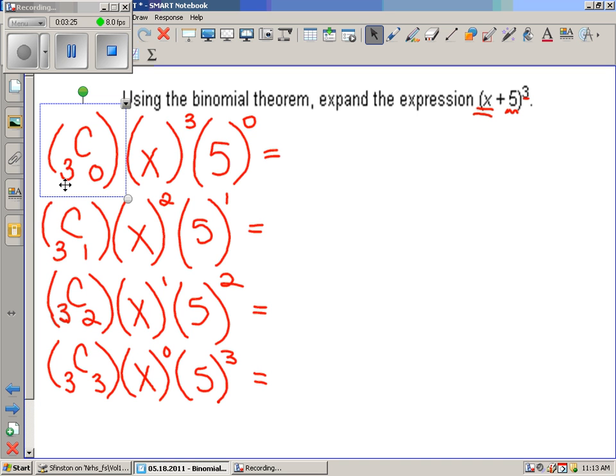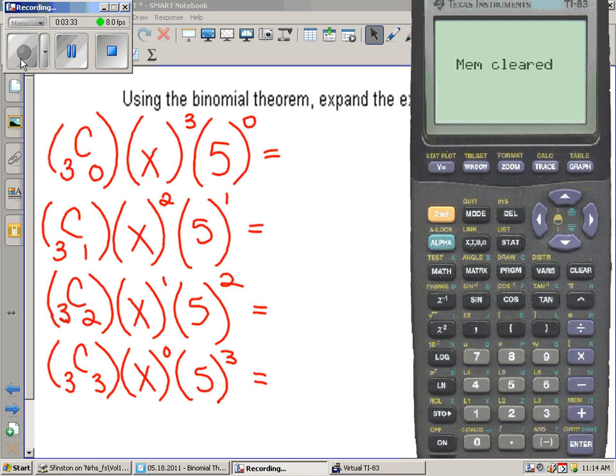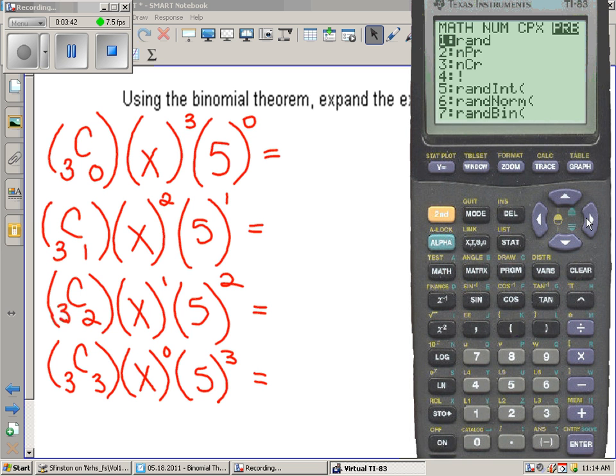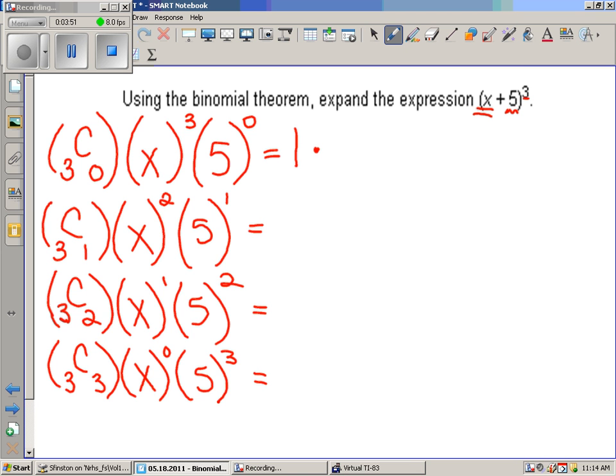Okay, let's use our calculator and calculate each one of these out. Okay, that is crazy. Don't do that. There's no reason to have 1,000. Type in 3, math, probability, nCr, 0. What is that? It's 1. So that's 1 times x to the 3rd times 5 to the 0, which is 1.